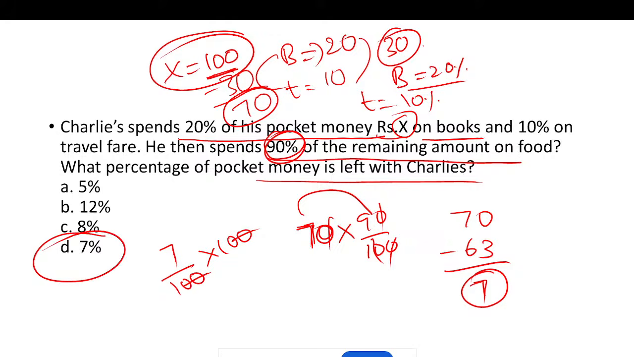Comment your answer. Finally, after spending so much money, he is left with 7 rupees. This 7 rupees is what percentage of total pocket money? 7 rupees out of total pocket money 100 rupees. If you want to convert into percentage, you have to multiply by 100.